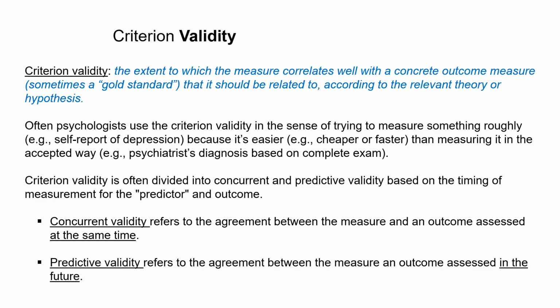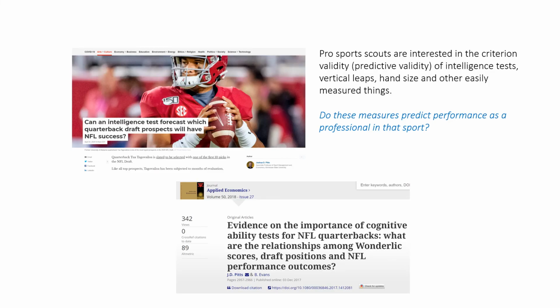Let's look at some examples. Pro sports scouts are very interested in predictive validity. They're interested in predictive validity of as many different things as they can get, because they want to be able to pick out the prospective athlete that would be the best. So they use all of these different tests.